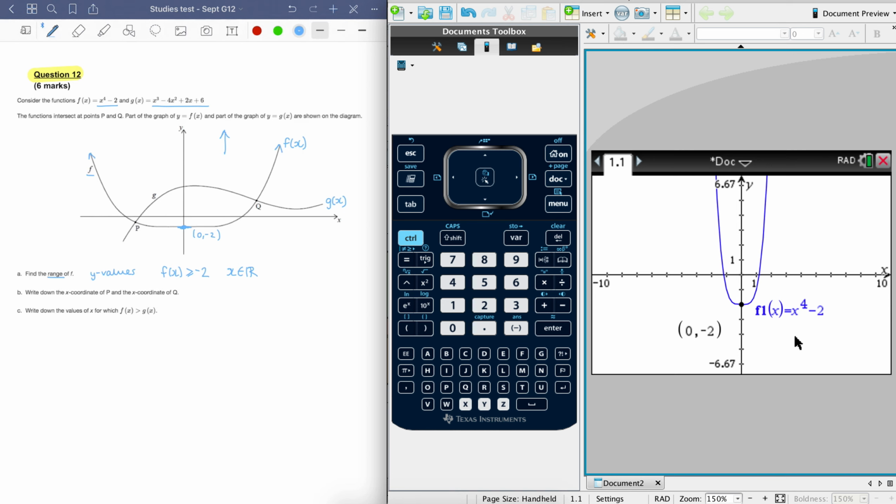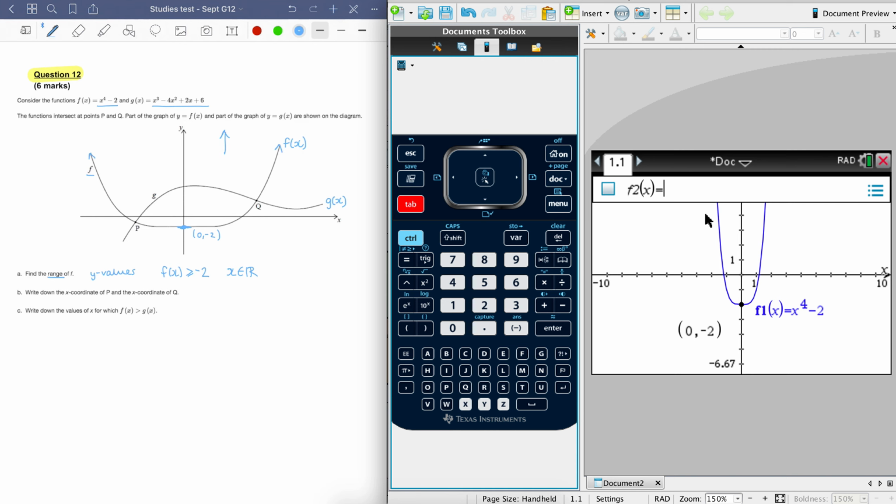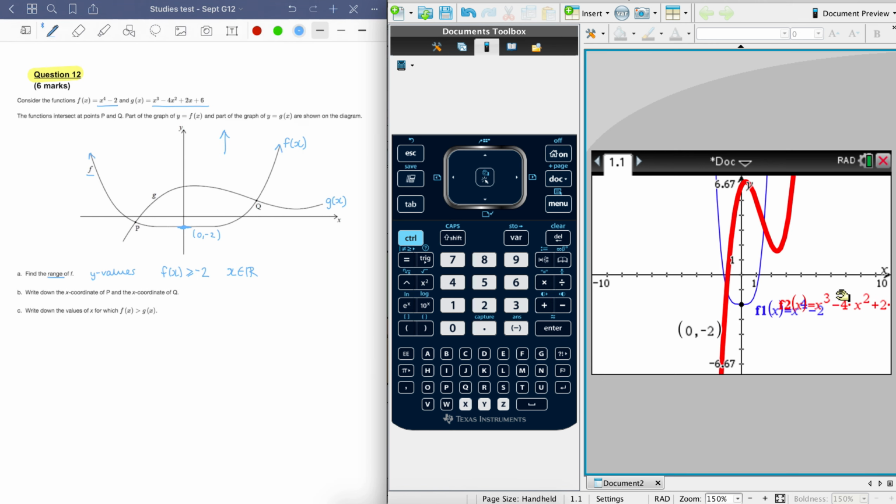The second part is to write down the x-coordinate of P and the x-coordinate of Q. To do that, we're now going to have to plot the function g onto our graph. If we press tab, that allows us to plot a second function, which is x cubed minus 4x squared plus 2x plus 6. And we're going to plot that on the same graph. Now, I'm just going to move some of these labels around. It's getting a little bit busy.